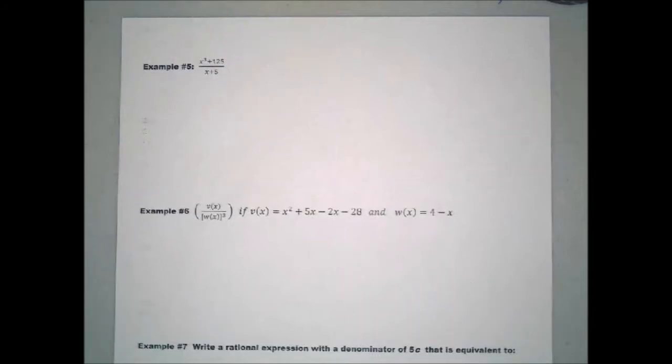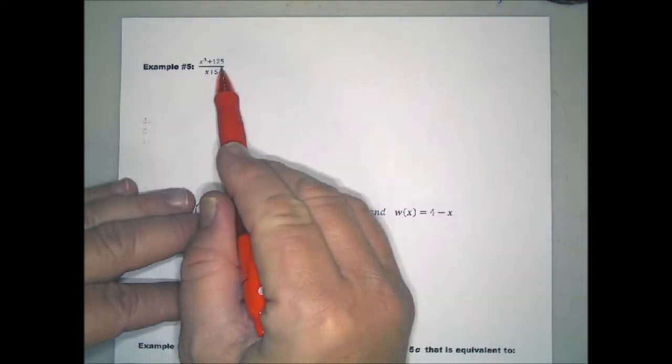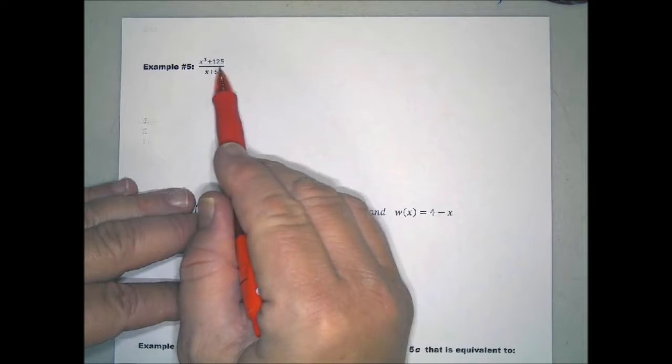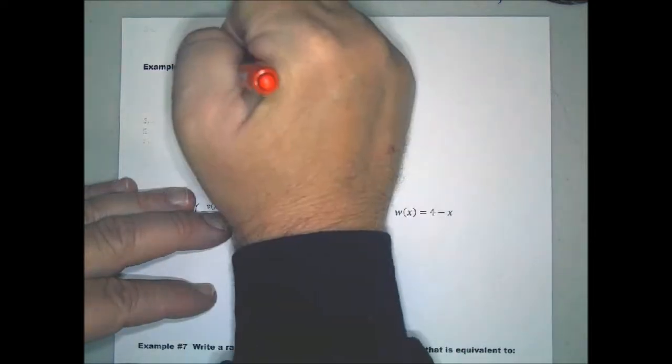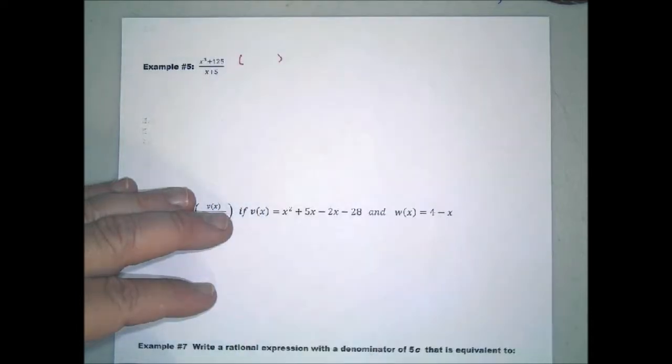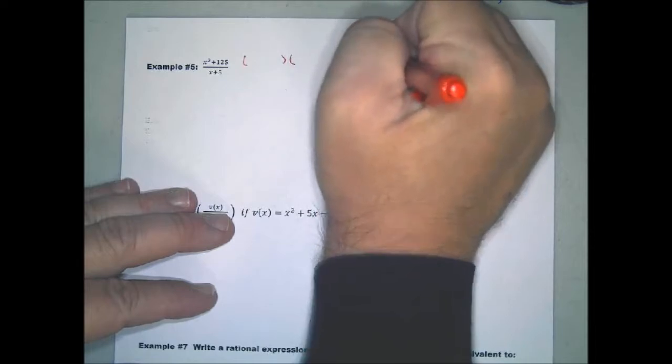Example number 5. We have ourselves another ugly fraction. And if I need to simplify this fraction, that simply means I need to factor it, and then I need to reduce what I can. So this numerator is a sum of perfect cubes, so we need to remember how to factor sums of perfect cubes.